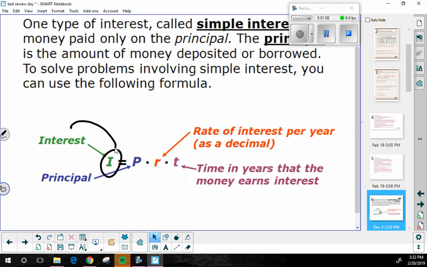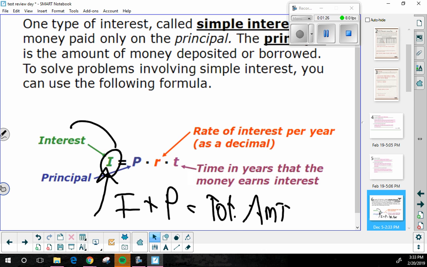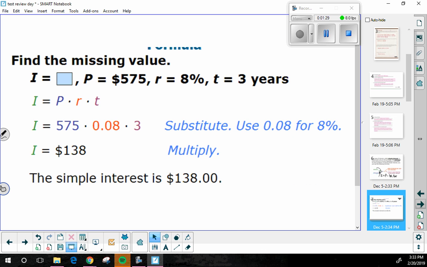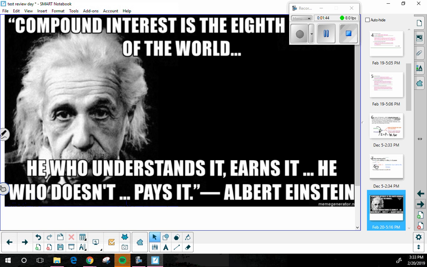Another thing I want to point out is that when you do your calculations in simple interest, the answer that you get is interest only. If you want to find the total amount, you take the interest and add it to the principal to get the total amount in an account, okay? So when you are trying to solve a simple interest problem, remember the first thing you do: write your formula, plug in your values, and solve for the interest. And again, if you're looking for the total amount, you would take the interest and add it back into the principal.